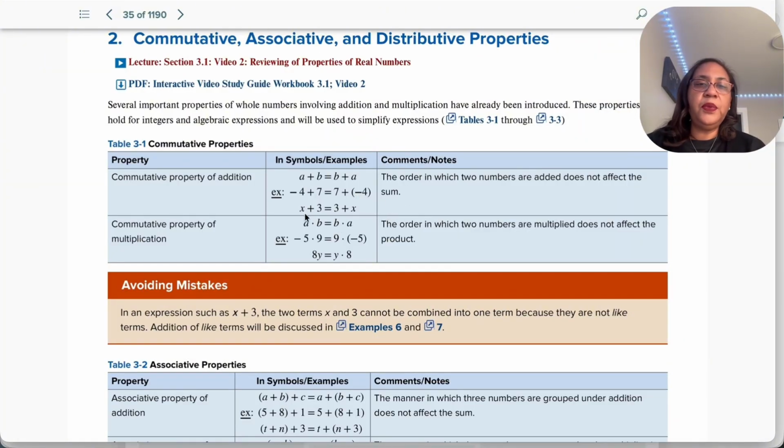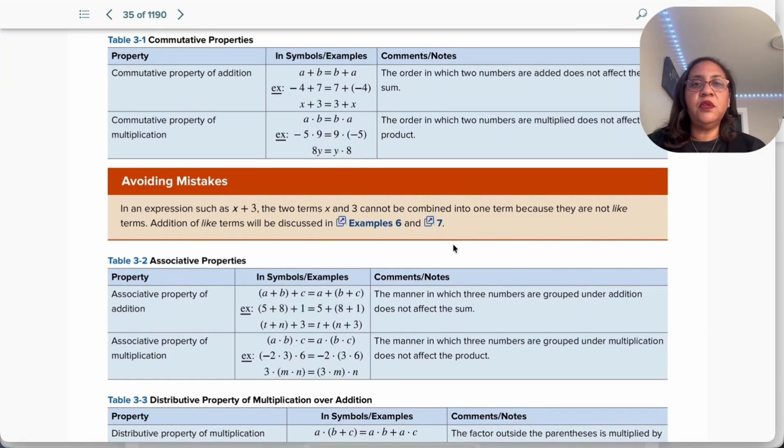Now, a can also be another letter. It could be a variable. So that is what they're trying to express here. And then the multiplication property and the commutative property of multiplication. Okay. So make sure you read through those.